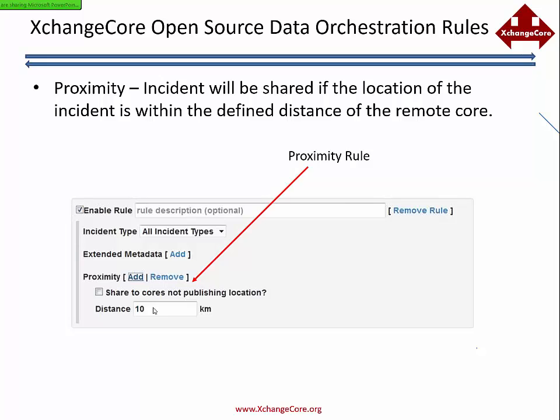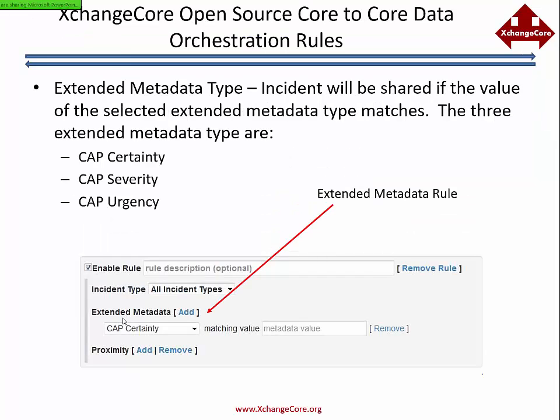So I don't want to know and be notified of incidents that are occurring outside of this area, which is Massachusetts and its rough boundaries. So that's what a proximity rule is allowing us to do, is to share the location of an incident if it's within a defined boundary of the remote core. So I don't push it out to you unless you've said, hey, this is where I am and where I want to get information.